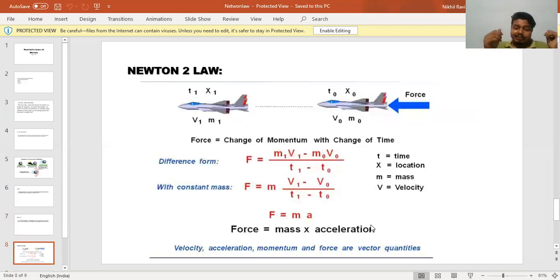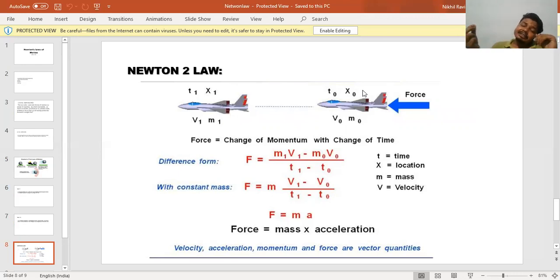So I will explain here. How can we explain these things? On your screen there are two aeroplanes. In the leftmost one, the aeroplane is at rest. So they are explaining that velocity is zero, mass is zero, so t is zero, x is zero.